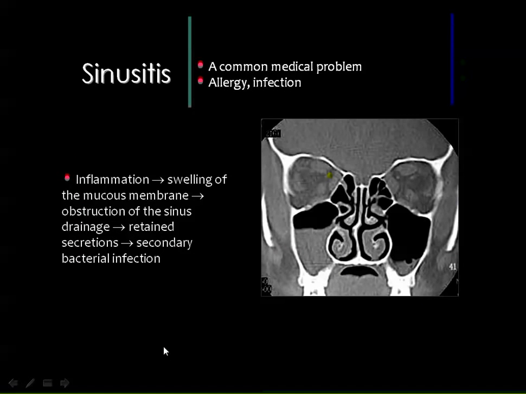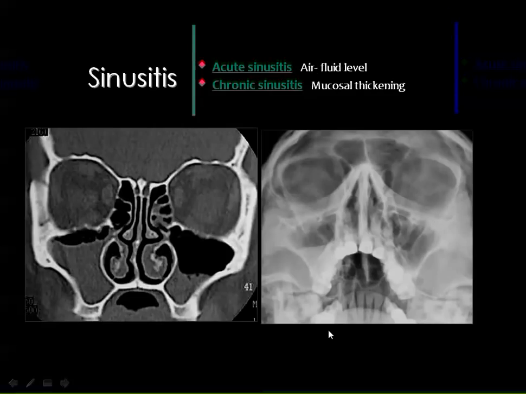Starting with the first disease in this category, which is sinusitis, we have two types, acute sinusitis and chronic sinusitis. We usually diagnose acute sinusitis by the presence of an air fluid level in the affected sinus. This is a good example of acute sinusitis by plain X-ray, and this is acute sinusitis by CT coronal view, and you see the air fluid level.